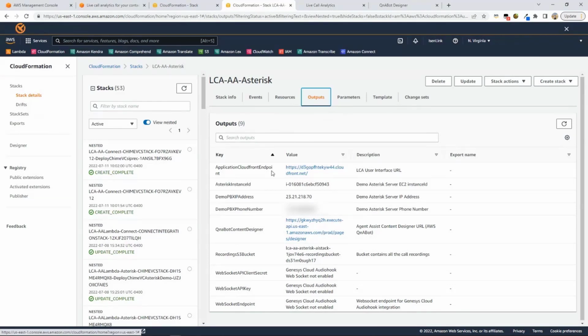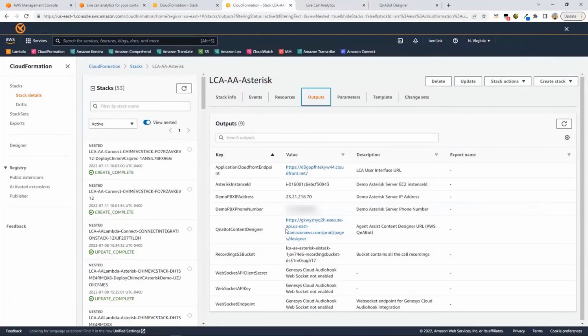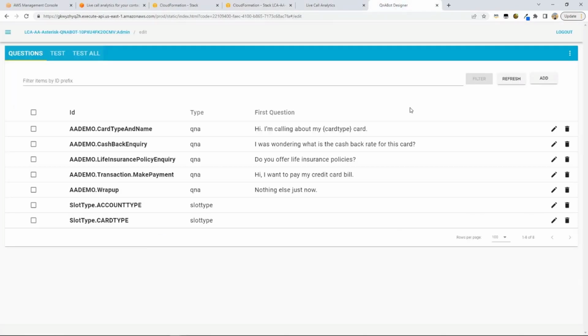You can see we have two main user interfaces here. We have the Q&A bot content designer that I referred to earlier. This is the web application that you can use to configure all of the behavior of the agent assist capability. And then we have the actual LCA application CloudFront endpoint. So this one at the top is the user interface that we already showed you during our demo. This is the one where you see the live call transcriptions and the agent assist messages coming in. This other one about content designer I have not shown you yet, although I have mentioned it a few times. So here it is here.